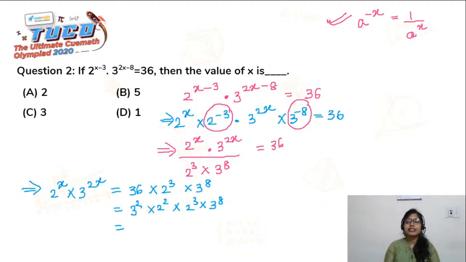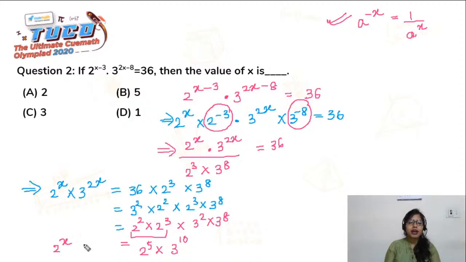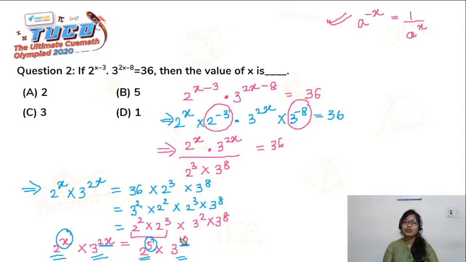So from here, you could see that we could combine these common bases, that is 2 squared times 2 cubed, and 3 squared times 3 to the power of 8. So from here, what do we notice? This would apply the product law, which is 2 to the power of 2 plus 3, that is 5, times 3 to the power of 2 plus 8, which is nothing but 10. And the LHS is 2 to the power of x times 3 to the power of 2x. So definitely we can now compare these bases and these powers. From here, the value of x is 5. Even if you go this way, you could check 2x is equal to 10, so x would be equal to 5.